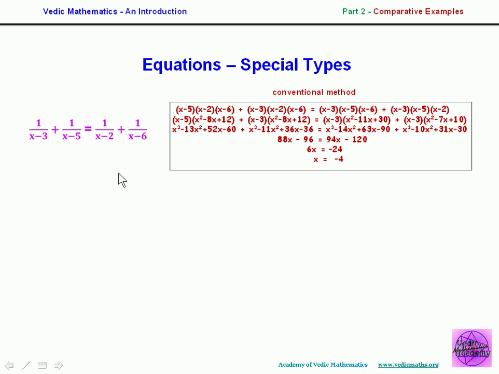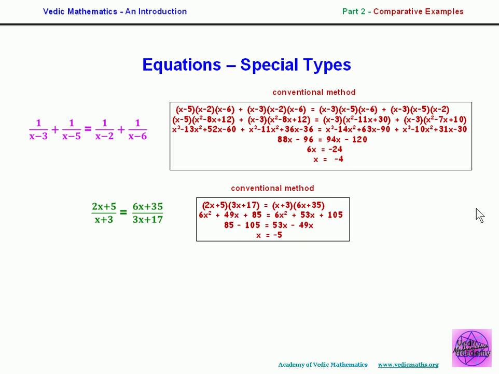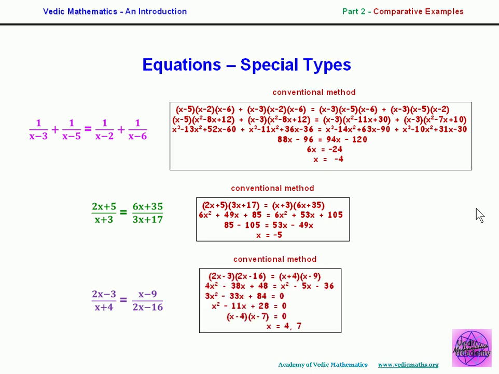And here we have to multiply both sides by these two linear terms, multiply out, collect up like terms. It's horrendous really. But in the Vedic method we can write the answer straight down. And here's another example. This is also a special type of equation, and this is the conventional method. So it's just a matter of recognizing the special characteristic that an equation might have, and if it has those, then we apply the special method for solving it.